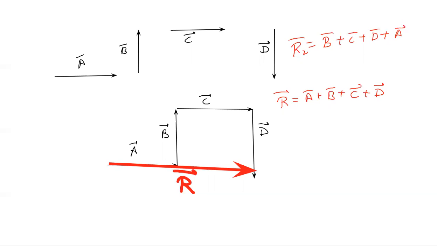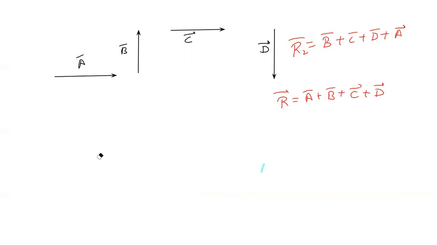B plus C plus D plus A. So what is the diagram? If we draw this diagram, now we want to calculate R2 vector. So first we draw B. So vector B is in this direction. Now vector C is in this direction. Vector D is in this direction. And vector A's tail coincides with the head of D.